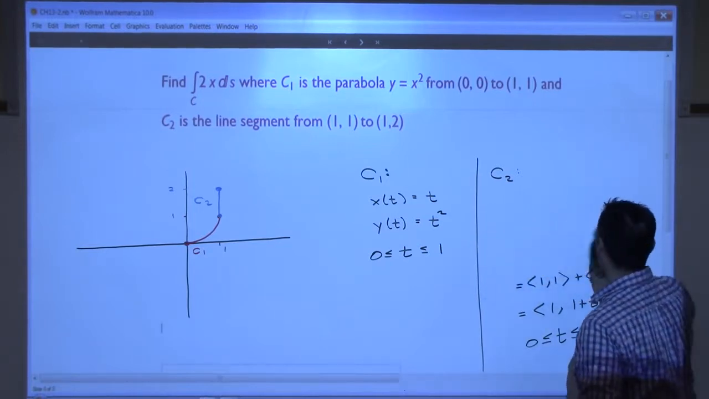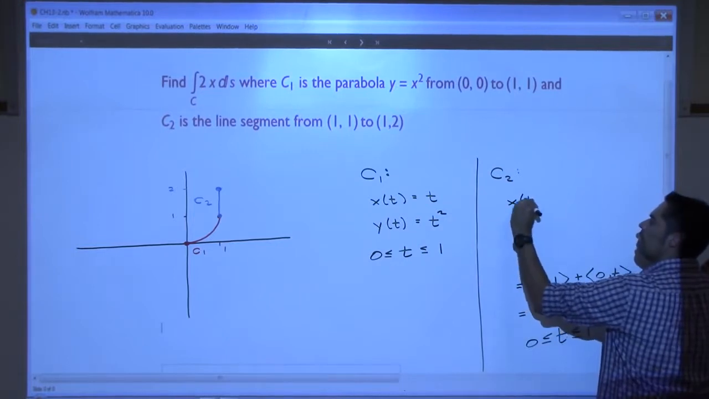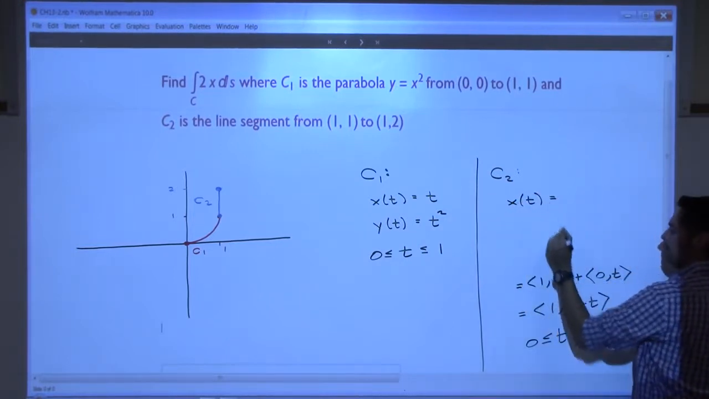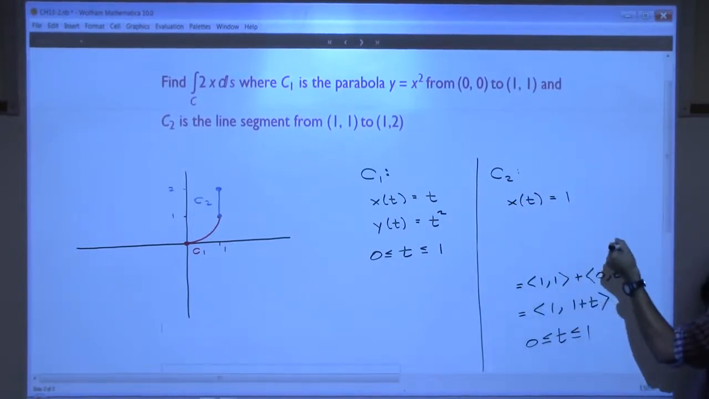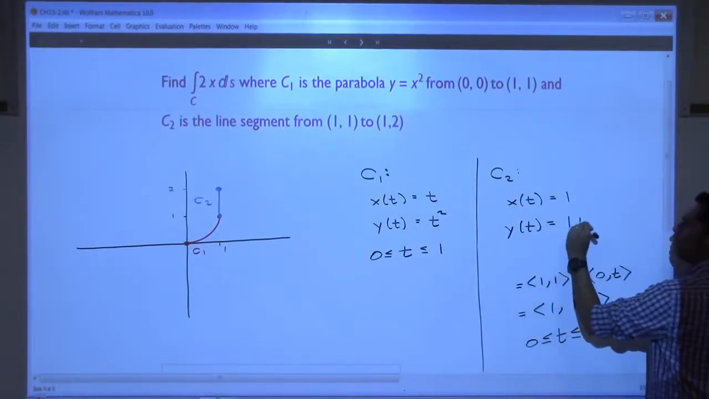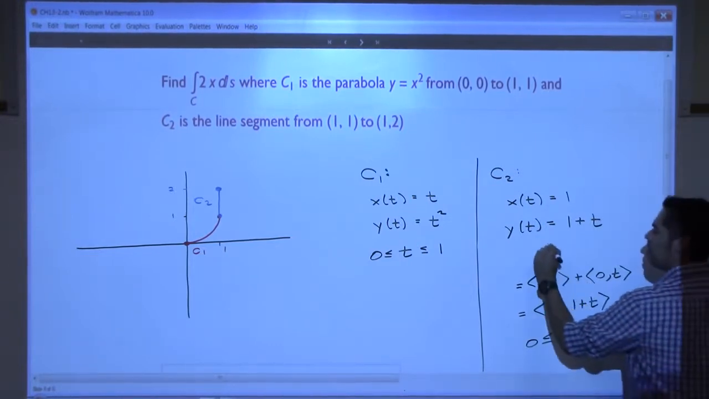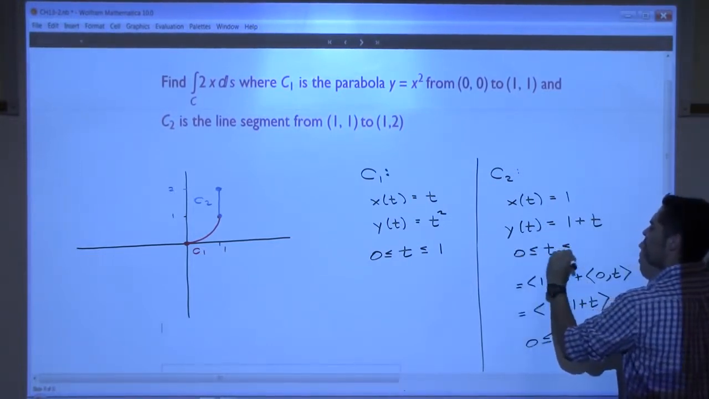What are the parametric equations that we will use for C2? x of t is 1. That's what you were saying, right? And then y of t is 1 plus t, right? And t is between 0 and 1.